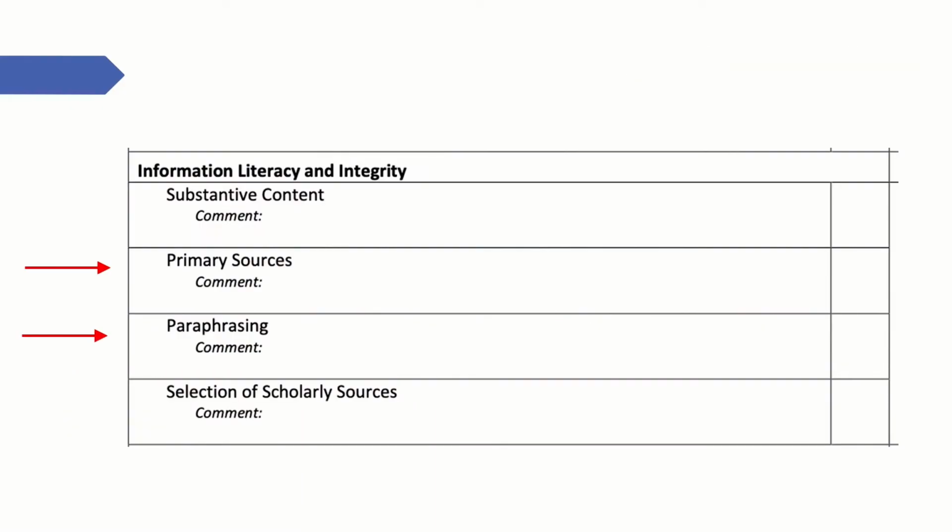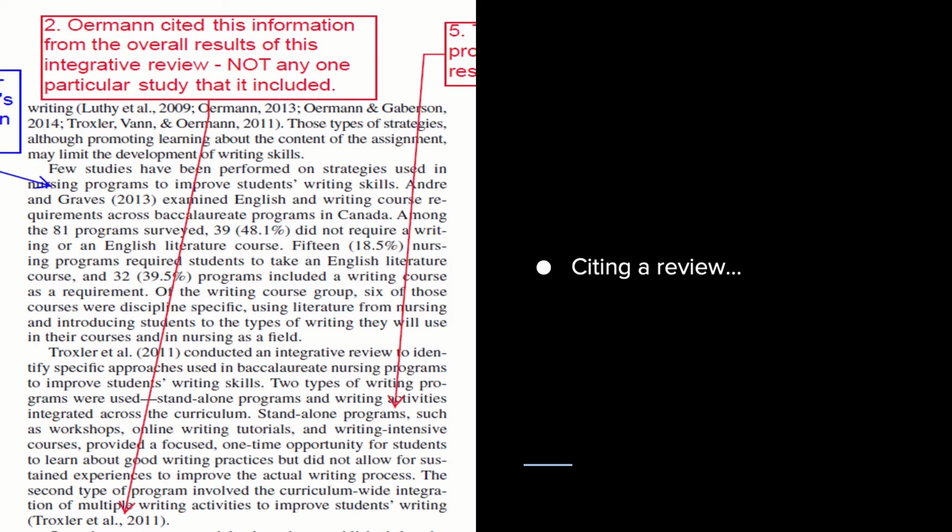Once you've mastered the skill of citing sources, you want to be sure you're citing the primary source or the original source of the data, and then paraphrasing the findings in your own words. Let's look at our review example again. The Troxler reference used here is an integrative review. One error that a novice writer might make is to take the findings of one study included in the Troxler review and to credit that to Troxler rather than the original author.